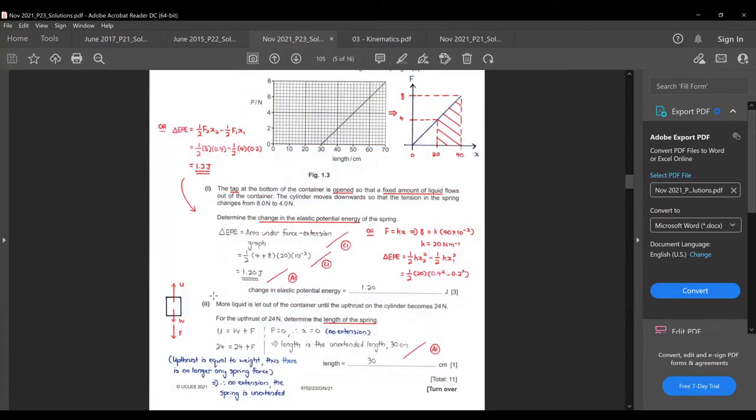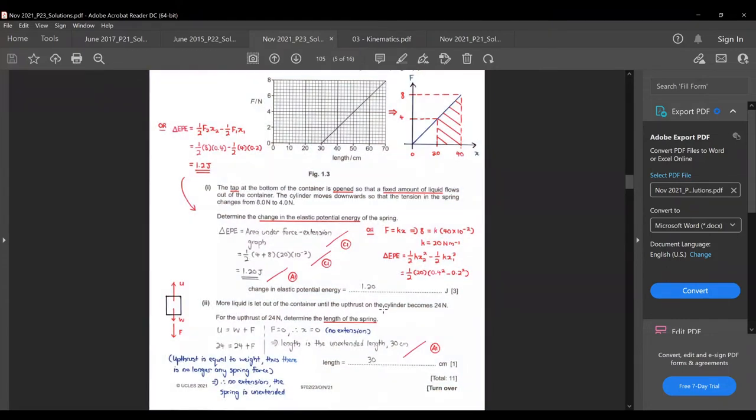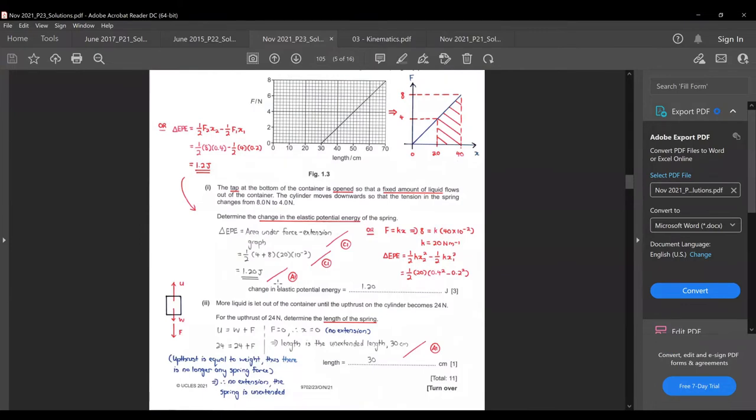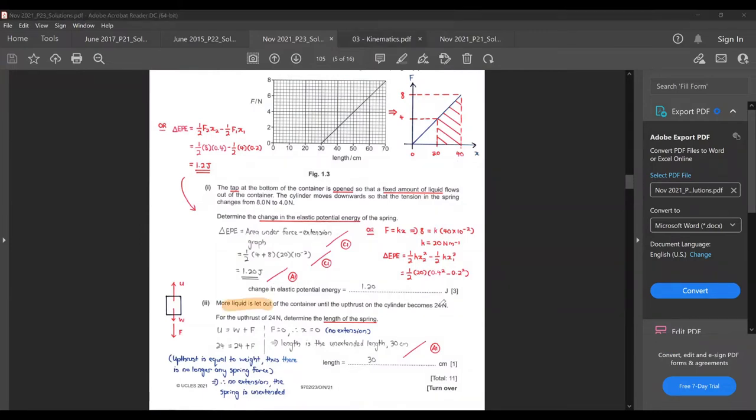Now for part two, they tell you that more liquid is let out of the container until the up thrust on the cylinder becomes 24 newton. For the up thrust of 24 newton, determine the length of the spring. So they let out more liquid until eventually the up thrust has now become 24 newton. So when the up thrust is at this value, find out the length of the spring. The length of the spring, not extension or whatsoever, just the length of the spring.